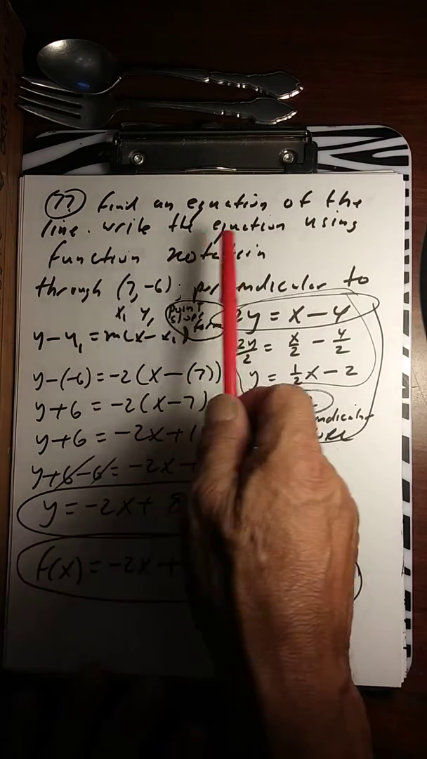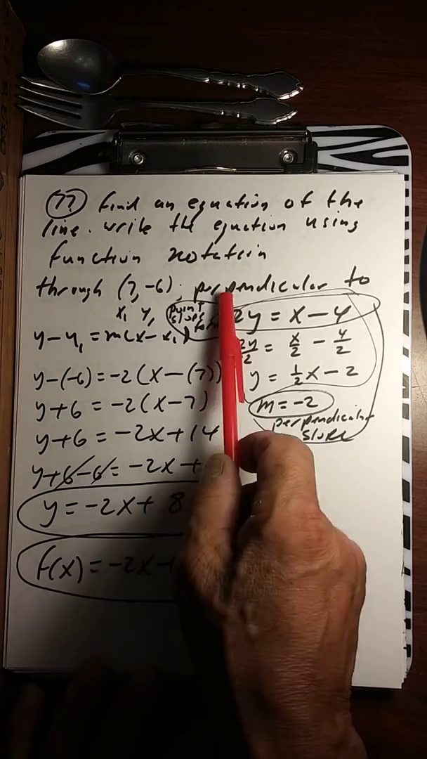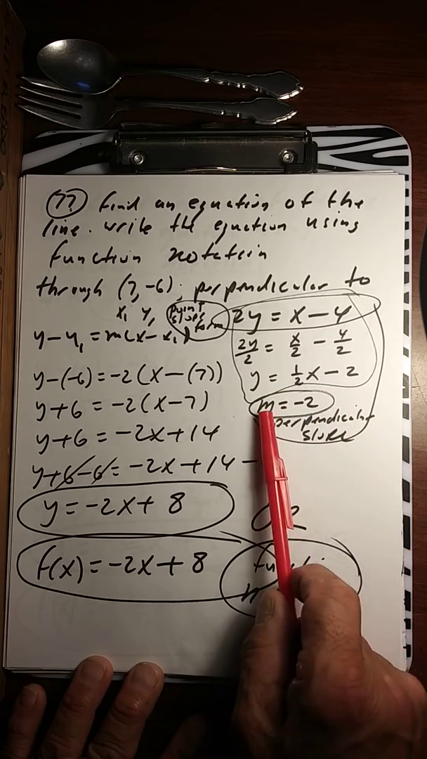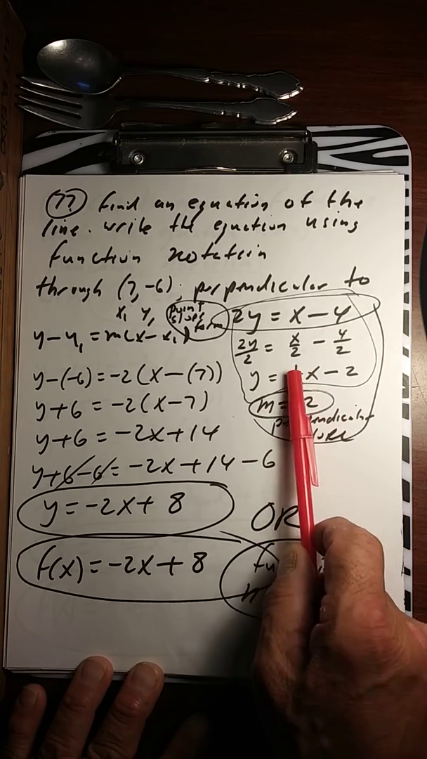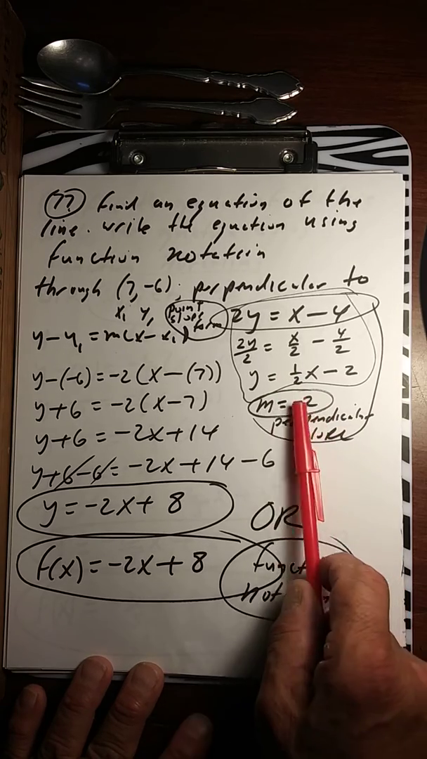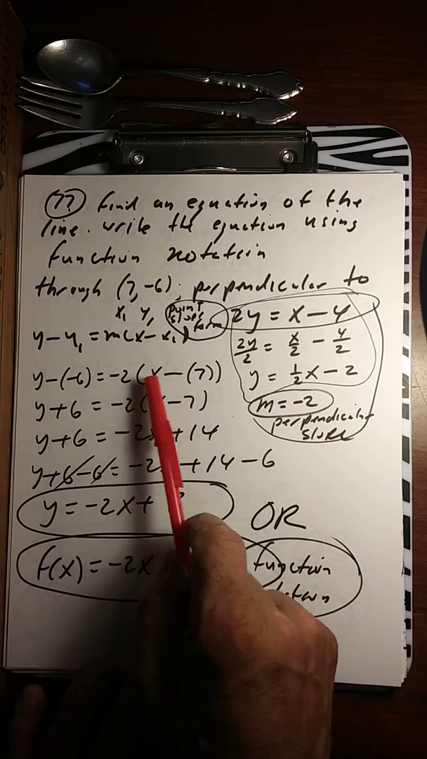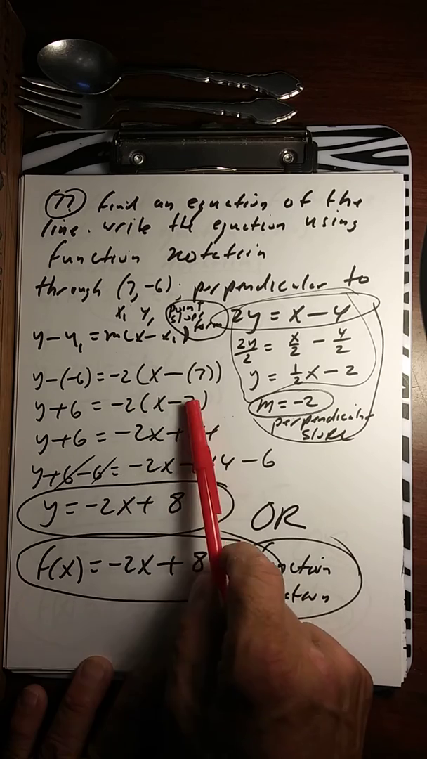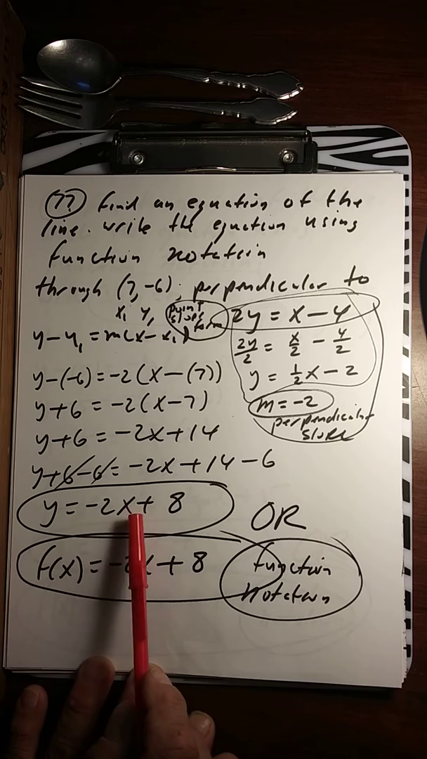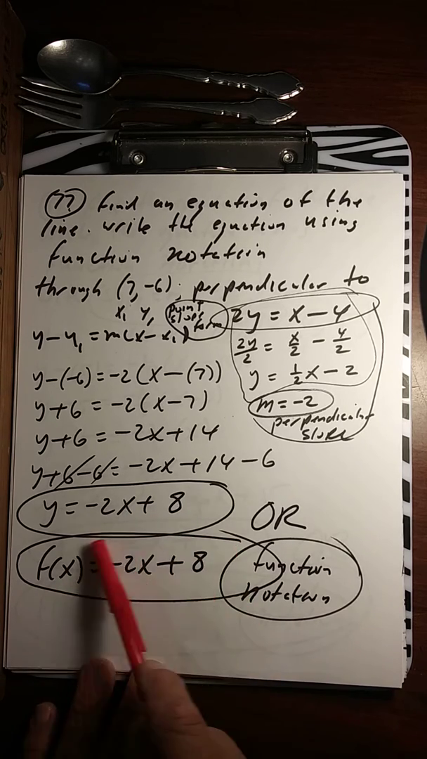All right, find the equation of the line. Write the equation using function notation. So there's the point, and perpendicular to this means solve for y first. Y equals 1 half x. Perpendicular means what? Take the reciprocal of this and change the sign, positive to negative, and it's going to be a slope of negative 2. So we have slope and point. Put them in there. Negative is positive. That's going to be negative 2 times that, and negative 2 times that is going to be that. So add 6, so y equals negative 2x plus 4 plus 8, or f of x equals negative 2x plus 8.